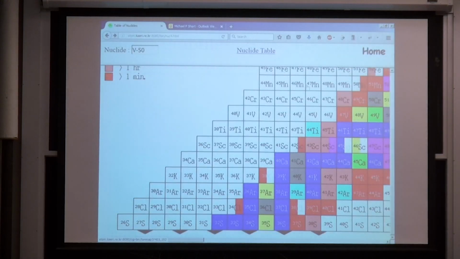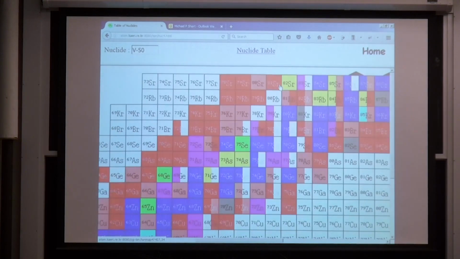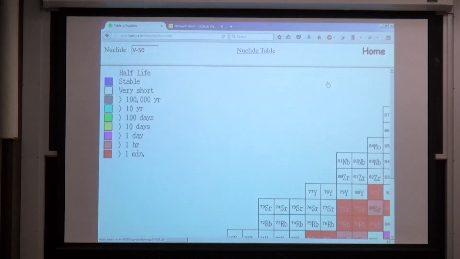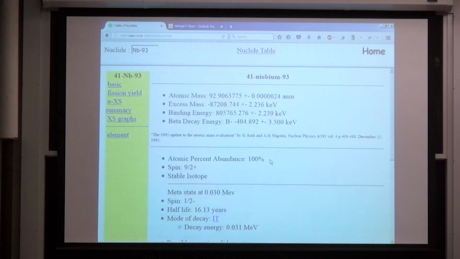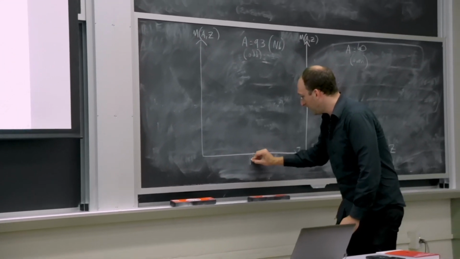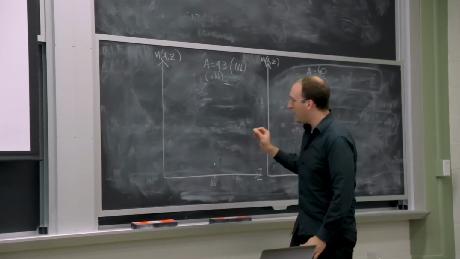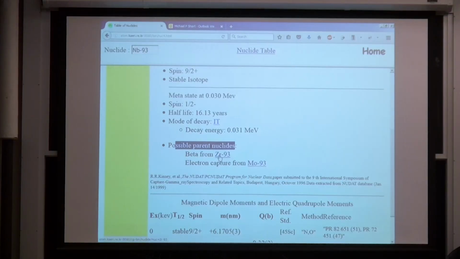So let's start off by going back to the table of nuclides, finding niobium-93. Niobium-93 is a stable isotope. And if you want to see where it came from, you can scroll down a little bit and see its possible parent nuclides right here. So let's say that niobium, we'll draw right there, is stable. We'll put it at the bottom of this parabola. And let's work down in Z. So we'll move to zirconium.